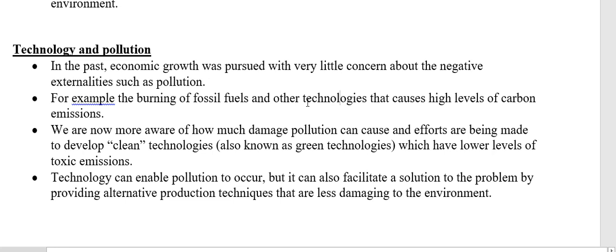An example there is the burning of fossil fuels. Most developed countries, most economies, are run on fossil fuels. We run on petrol or diesel or electricity, and fossil fuels, oil and coal, are burned to generate electricity and to make petrol, etc. And the burning of fossil fuels creates the majority of the air pollution in the world. But we continued to burn the fossil fuels when the technology was there. We used the technology, we burned the fossil fuels, and we were not concerned with the high levels of carbon emissions that we were causing. Obviously, that has changed now.